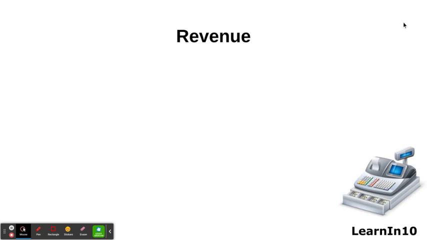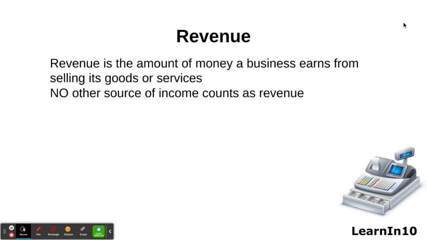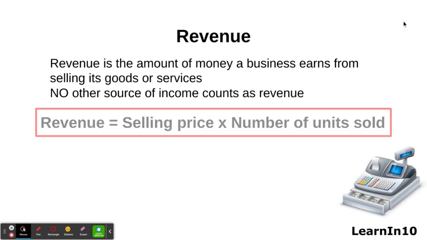Let's look at revenue first. So this is the amount of money that a business brings in from selling its goods and services. And it's really important to remember that no other source of income counts as revenue. So if a business were to sell off an asset, like a delivery vehicle, or receive money from a bank in the form of a loan, then that wouldn't count as revenue because it doesn't arise from selling the goods and services that's core to that business.